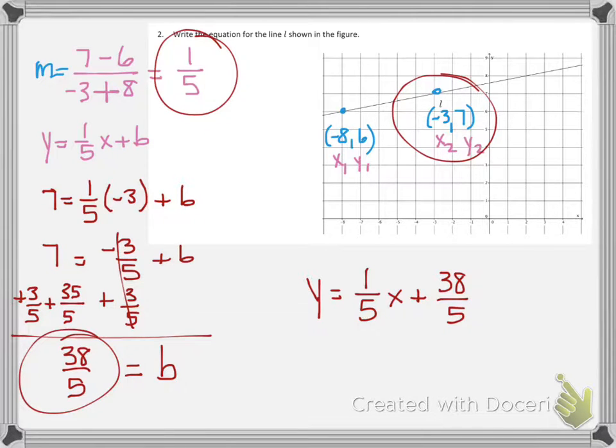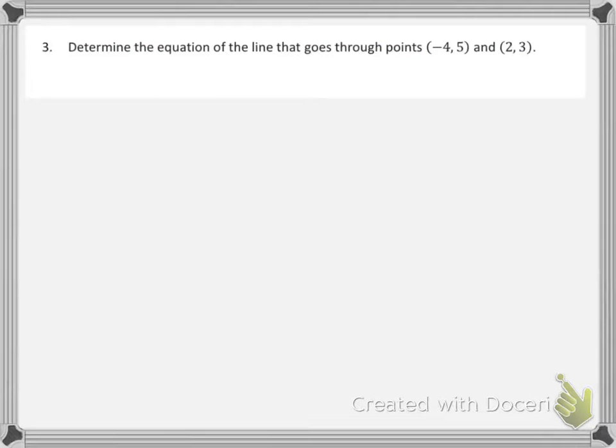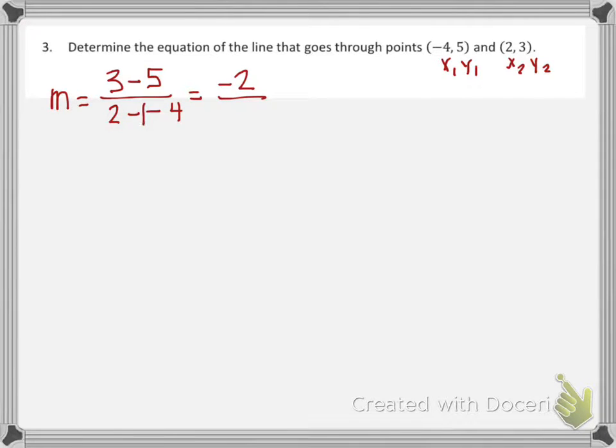Okay, next. Determine the equation of the line that goes through points -4, 5 and 2, 3. Well, I don't have a graph this time, but that doesn't change anything. I need to find slope. This one's x1, y1. This one's x2, y2. And I'm going to use my slope formula to figure out what the slope is. So y2 is a 3, minus y1, that's 5, over x2, which is 2, minus x1, which is -4. And when I simplify this, 3 minus 5 is -2, over the opposite of -4, which is +4, so 2 plus 4 is 6.